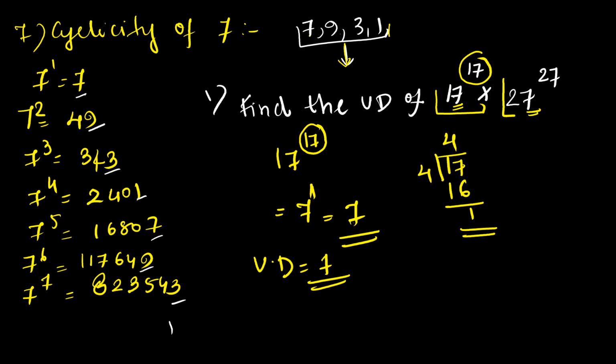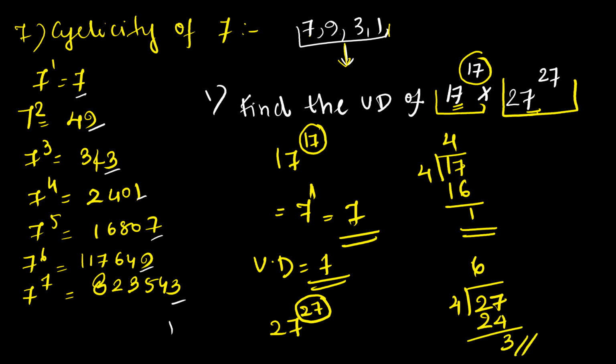Next we will take the second term, 27 raised to 27. Again we will divide this power by 4. 27 divided by 4, 6 4s are 24, remainder is 3. So replace this power by 3, that is 7 raised to 3. What is 7 cube? 7 cube is 343 and the unit digit is 3.